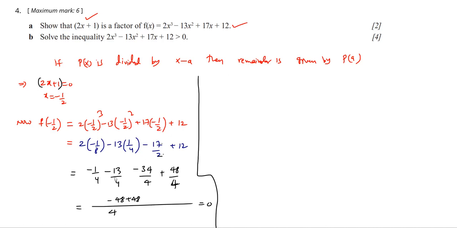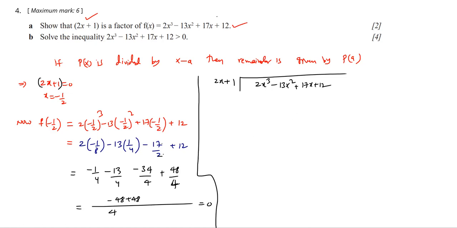Without this also, we can do this directly with the long division, but I was just showing that we can use this also. Now try to divide this with this using long division, 2x plus 1. Now since it is a factor for it, we want to divide it with it. So 2x cubed, negative 13x squared, plus 17x plus 12.